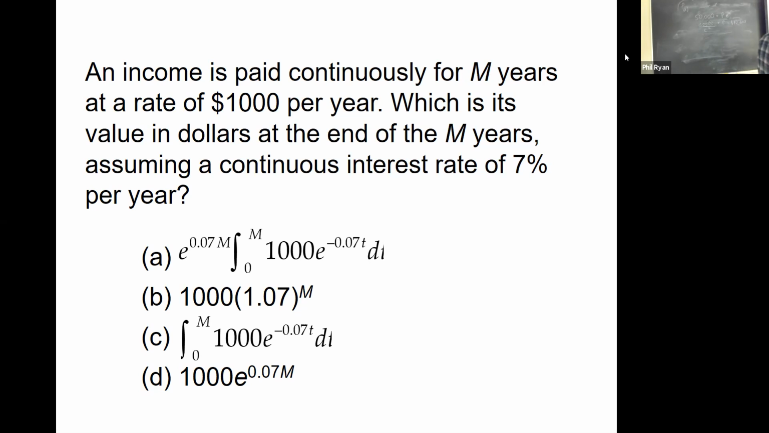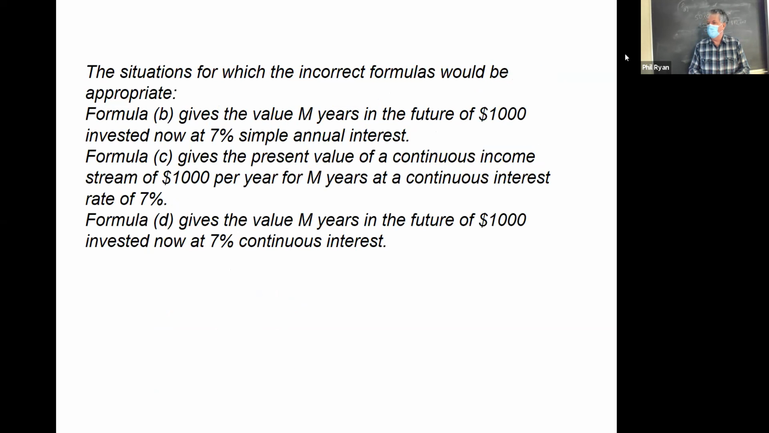A, exactly. So this thing here is the present value of that. Okay, so income paid continuously over M years at the rate of $1,000 per year. Its worth is this integral. Okay, this is the present value. This is the value in M years. So this is its present value. That's its future value. Okay, so that's just explaining what that thing is.